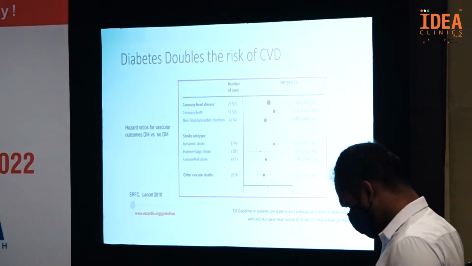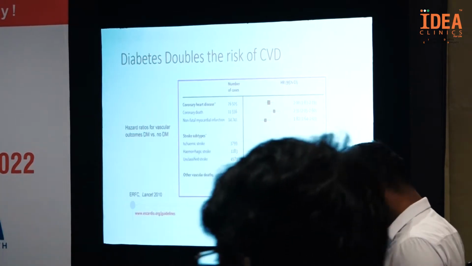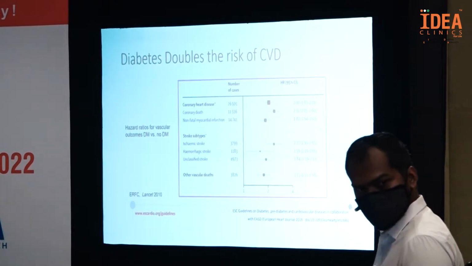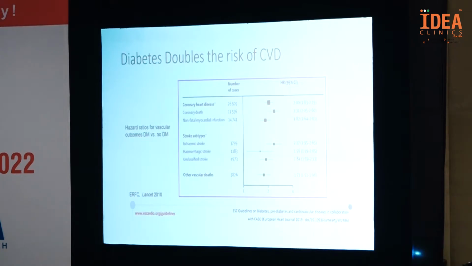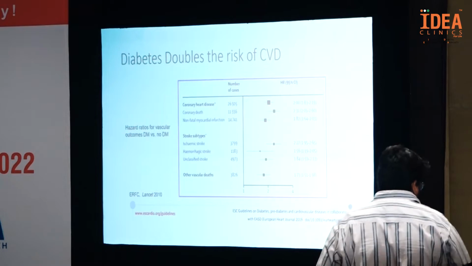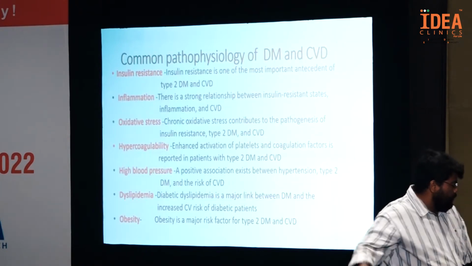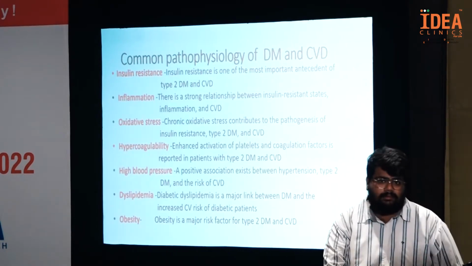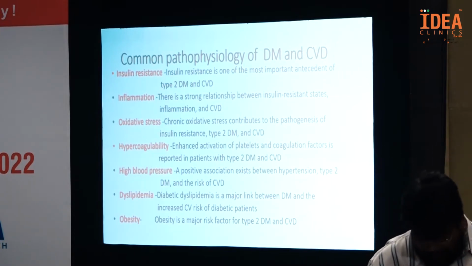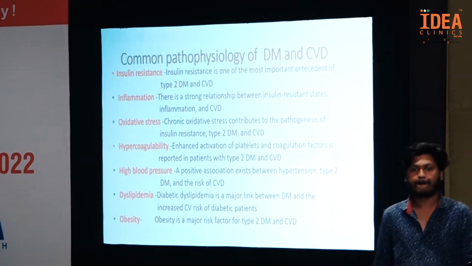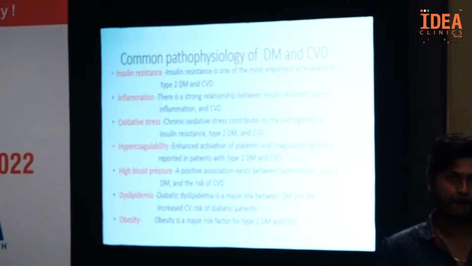So if you compare various randomized trials, diabetes almost doubles the risk of each and every major cardiovascular disease like coronary death or non-fatal MI almost double. The hazard ratio is nearly equal to 2, and stroke, ischemic stroke, hemorrhagic stroke and unclassified strokes also relatively double in diabetic patients when compared to non-diabetics.